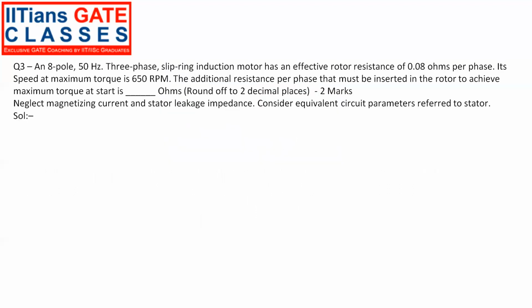Let's go to the next question, which is a 2-mark question. An 8 pole, 50 Hz 3-phase slip ring induction motor has an effective rotor resistance of 0.08 ohms per phase, and they have given the speed at maximum torque as 650 RPM. Now they are asking us to find the additional resistance per phase that must be inserted in the rotor to achieve the maximum torque at starting. They have also said to neglect magnetizing current and stator leakage impedance, and to consider equivalent circuit parameters referred to the stator.